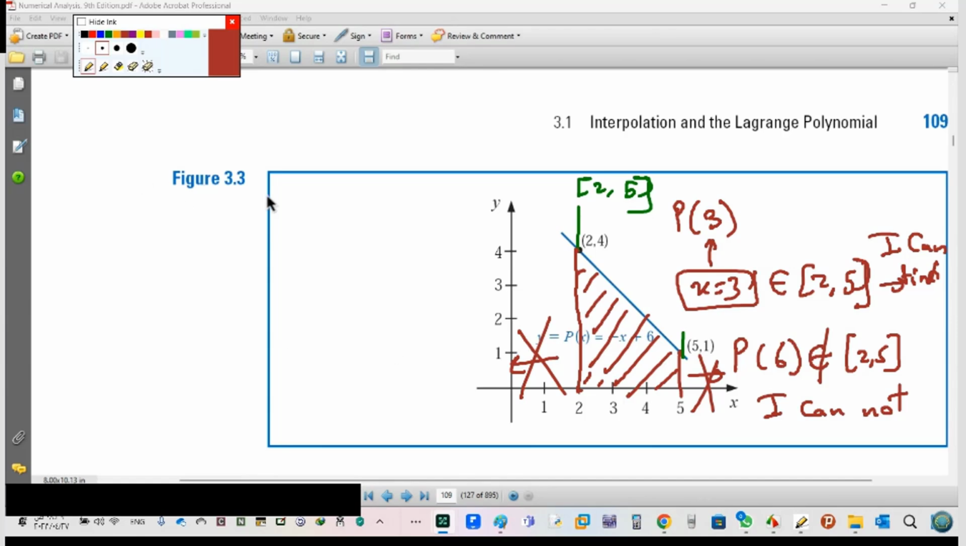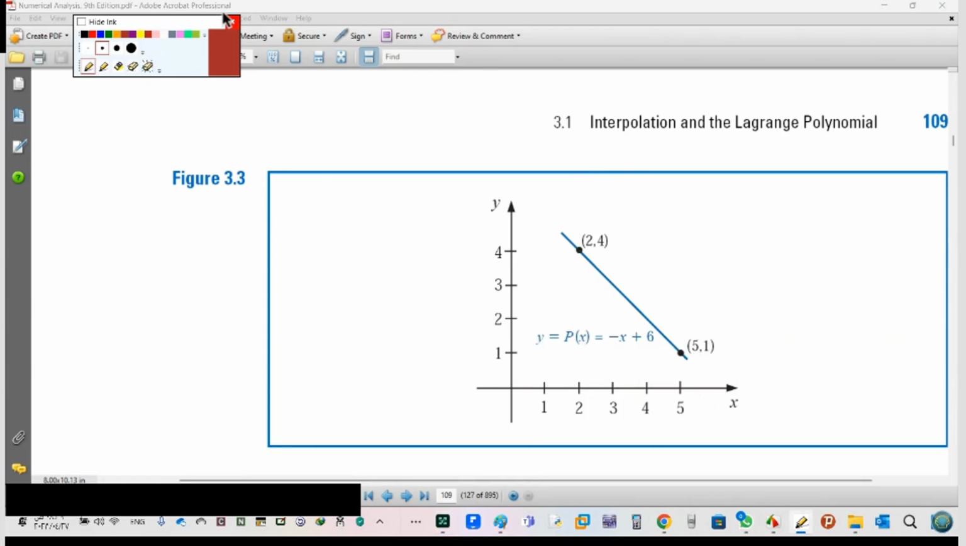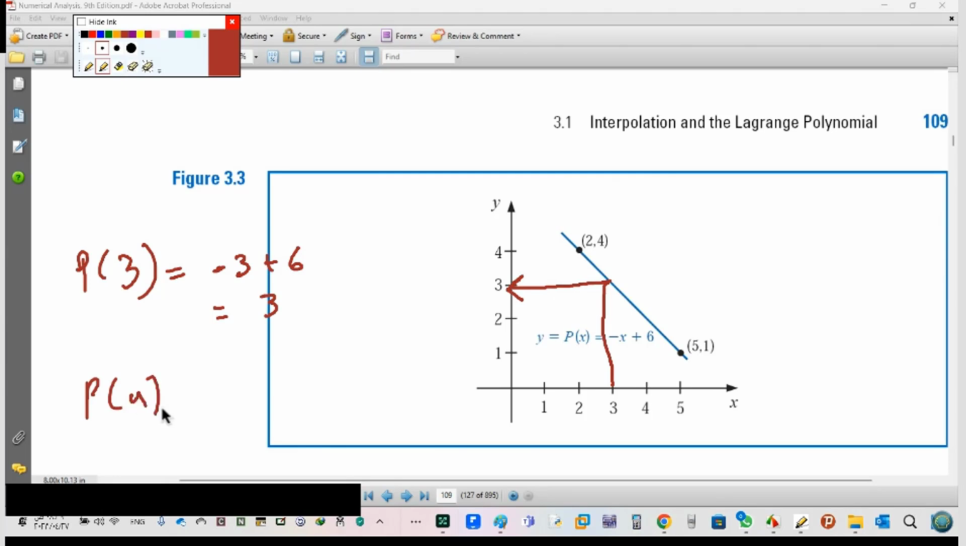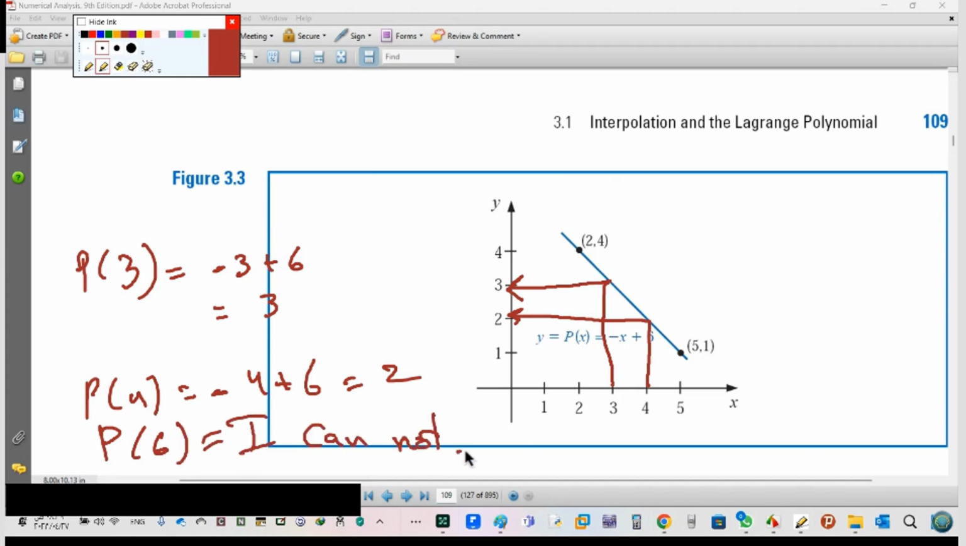Now, for example, for this formula, he asked me in the exam to find f(3). So, okay, I will go to this formula: f(3) equals minus 3 plus 6, that is 3. See here? The answer is 3. Correct. Find f(4): it's minus 4 plus 6, that means 2. Find f(6): I cannot. And stop. Got the idea?